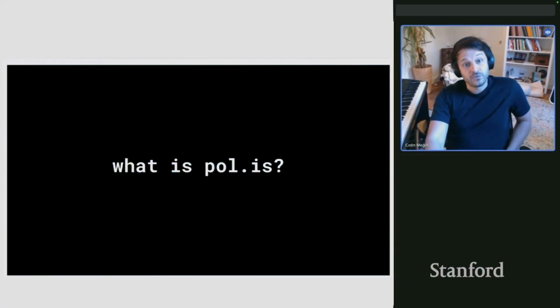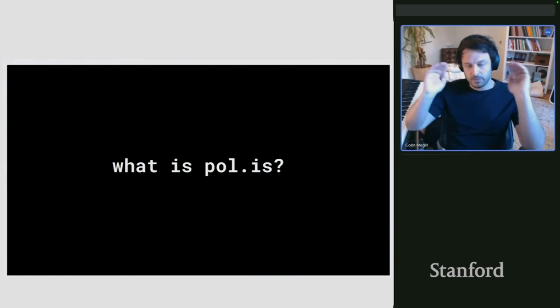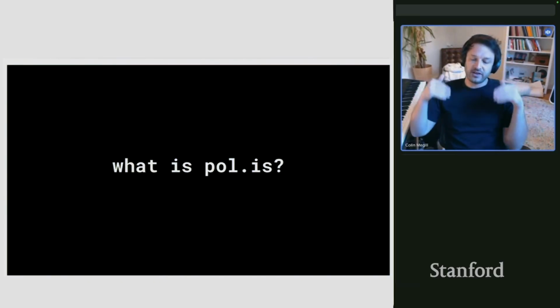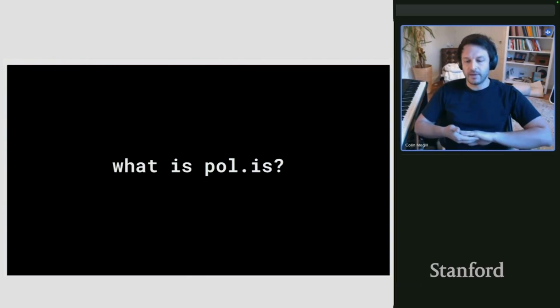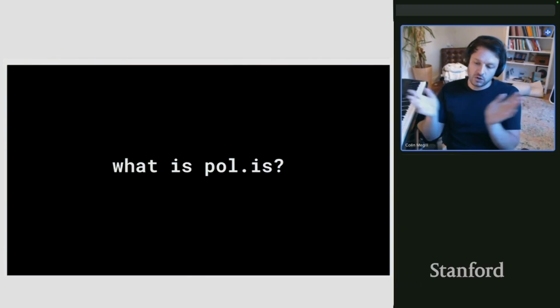So briefly, what is Polis? For terminology during the talk, pol.is is the website. You can go to pol.is/home or pol.is, it'll redirect you there. You can log in and use it for free, and it's a site that hosts the main instance of the technology.